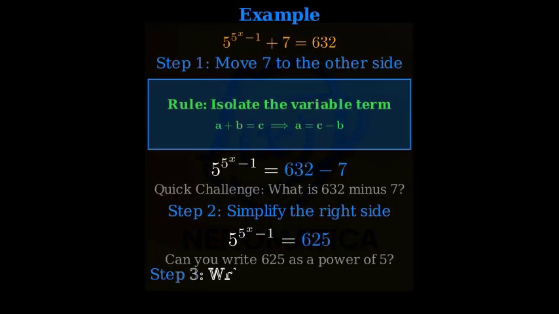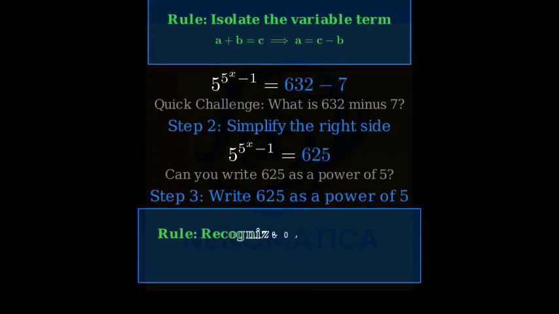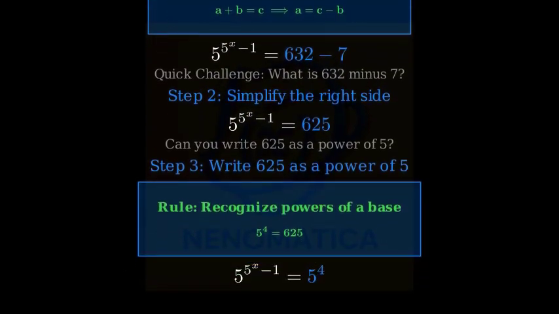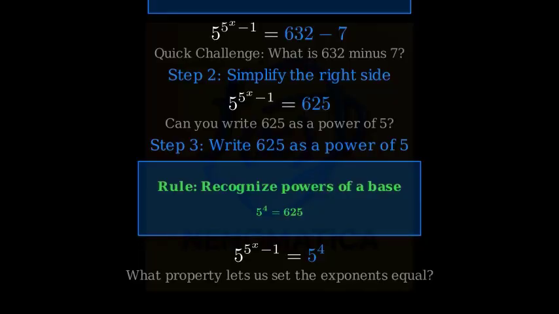Step 4. Since we have the same base of 5 on both sides of the equation, we can set the exponents equal to each other. This is a key property of exponential equations. If a to the power of m equals a to the power of n, then m equals n. So 5 to the x minus 1 equals 4.